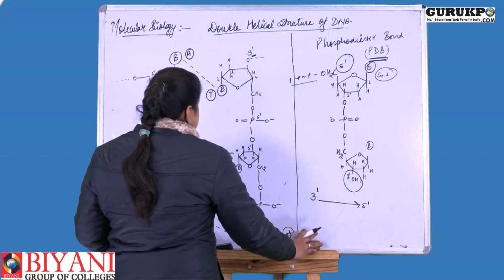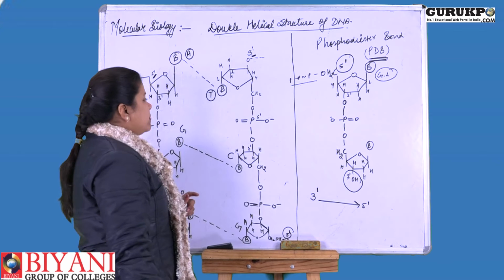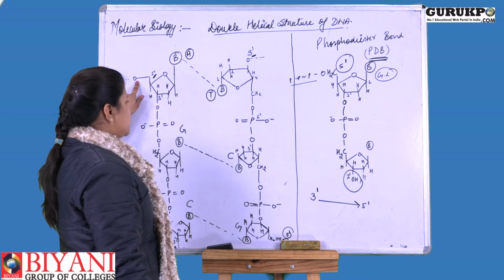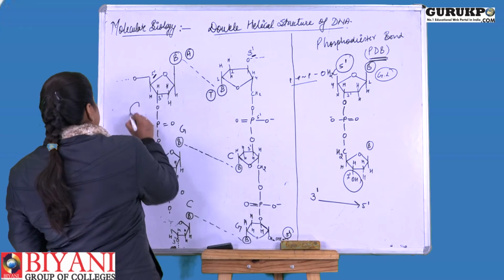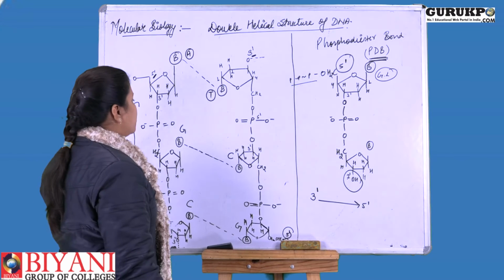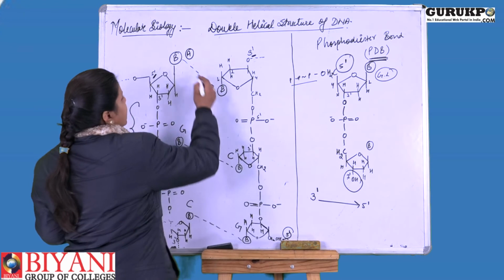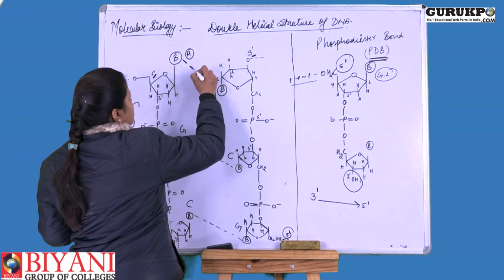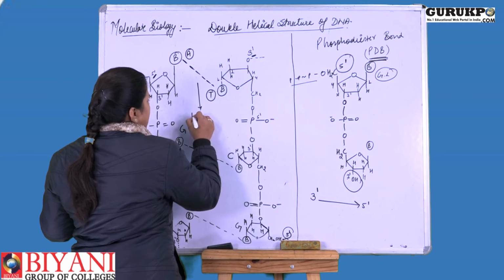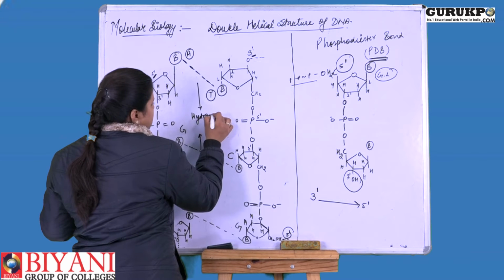Clear? So these types of bonds are present here. This is a glycosidic bond, this will form an ester bond, and this is the complete phosphodiester linkage. We call this the phosphodiester linkage. And these dotted or dashed lines you can observe are the hydrogen bonds.